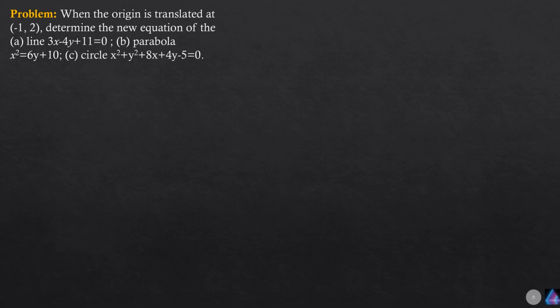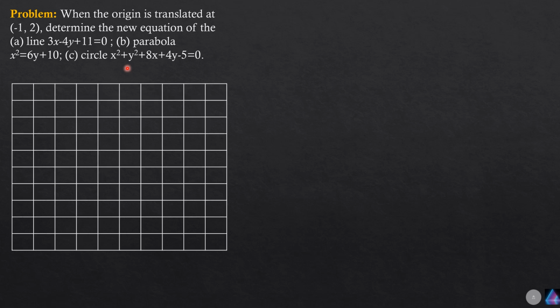So the original problem: when the origin is translated to (-1, 2), determine the new equation of the line 3x minus 4y plus 11 equals 0, the parabola x squared equals 6y plus 10, and the circle x squared plus y squared plus 8x plus 4y minus 5 equals 0. For part A, let's sketch the line first by intercept form. Let's assume that each square is 2 units by 2 units. So this is the graph of the line as shown.